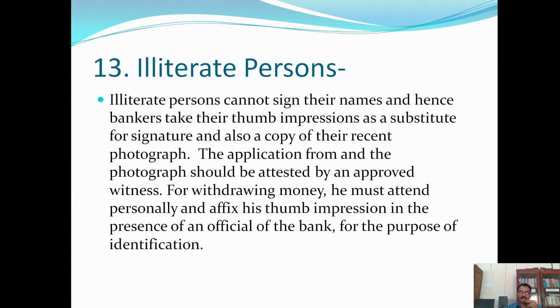Illiterate persons. Illiterate persons cannot sign their names and hence bankers take thumb impression as a substitute for signature and also a copy of their recent photograph. The application from the applicant and the photograph should be attested by an approved witness. For withdrawing money, he must attend personally and affix his thumb impression in the presence of an official of the bank for the purpose of identification.